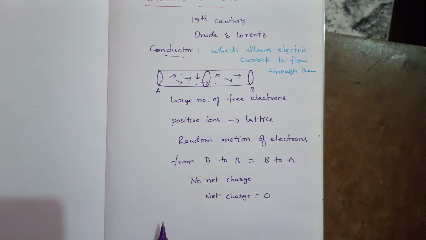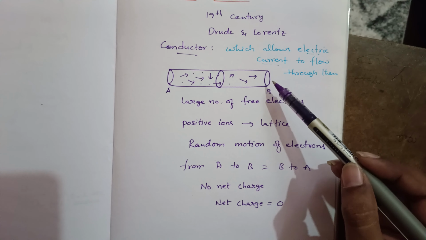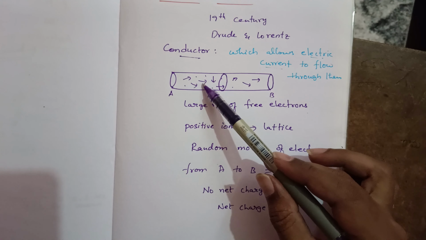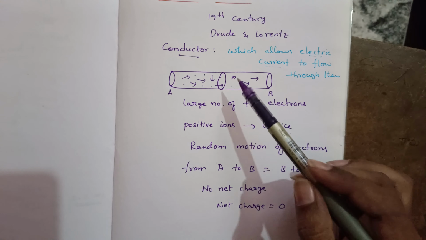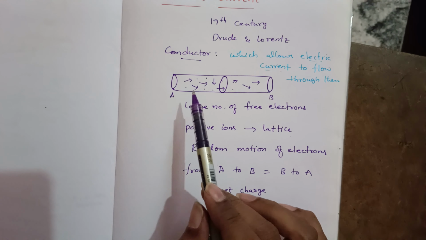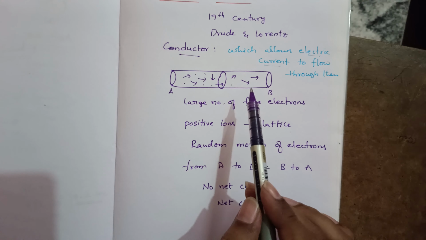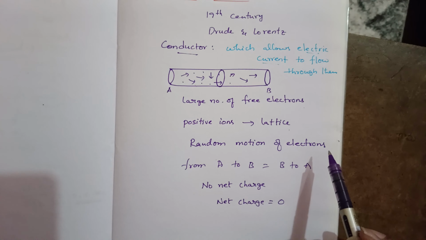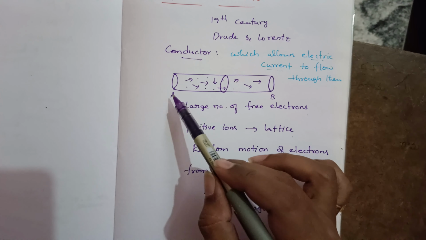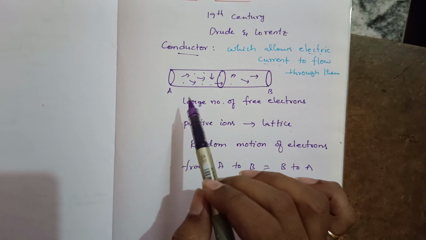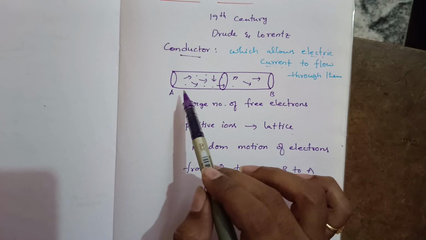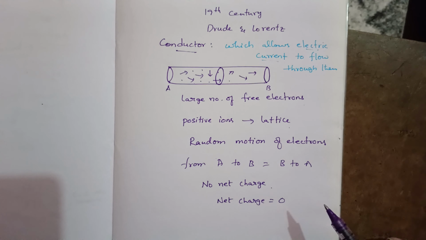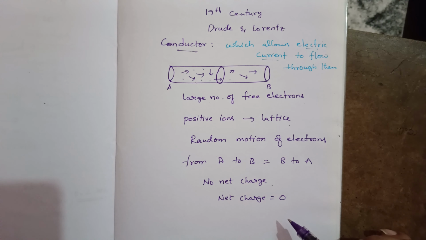Conductor consists of a large number of free electrons, while the positive ions are fixed in their position, which is known as lattice. When it is in the open circuit, electrons will move randomly in the conductors, which is known as random motion of electrons. If you consider any cross section and points A and B, the number of charges crossing from A to B is equal to B to A, then we can say net charge equal to 0.